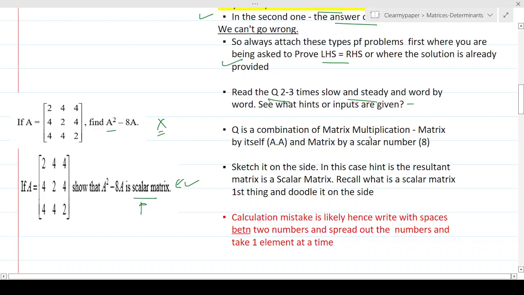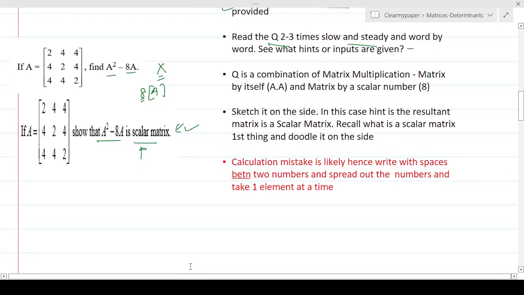So even if it's not given, just the number 8A means that the matrix A is going to be scaled by number 8. So we still know that there is some sort of scalar here going on. But in this case, they have clearly called out that show that this whole computation is a scalar matrix. So we know that that's the biggest hint that it's a scalar matrix. So the first thing that you do is, okay, I read that, I know that I need to prove that, I love this problem. And the first thing you draw on the side or on a rough note or wherever you have is, okay, what is a scalar matrix?